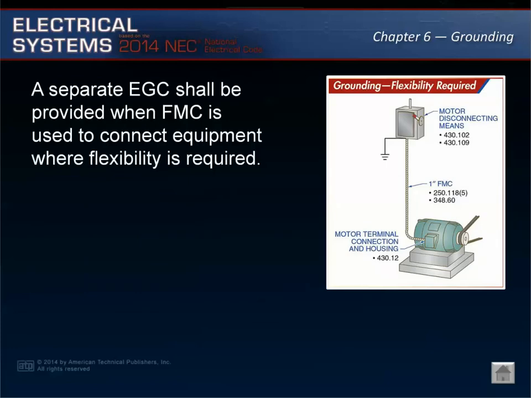For FMC, the fitting shall be listed for grounding, the circuit conductor shall be protected at not over 20 amps, and the total length of the FMC shall not exceed 6 feet. See Article 250.118(7). The 6-foot length limitation for all FMC, LFMC, and FMT relates to the total length, which includes any combination of these raceways in the same installation. For example, a 3-foot length of FMC and a 4-foot length of LFMC in the same installation is a violation.